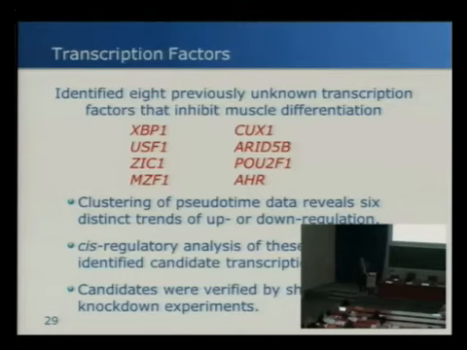I don't have the time to go through this in detail, but basically, by having that pseudo-time data that I showed you on the last slide, they could cluster genes into 6 distinct trends of up and down regulation. Then they looked at each of these clusters for cis regulatory elements that were in common within any given cluster. This identified candidate transcriptional factors that they could then look at. These candidates were then analyzed using shRNA knockdown experiments. That's how these 8 factors were verified as factors that actually inhibit muscle differentiation.